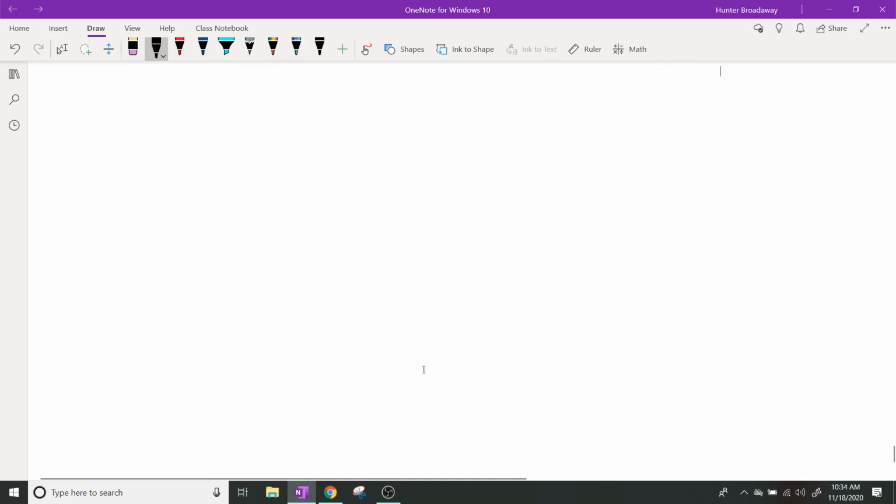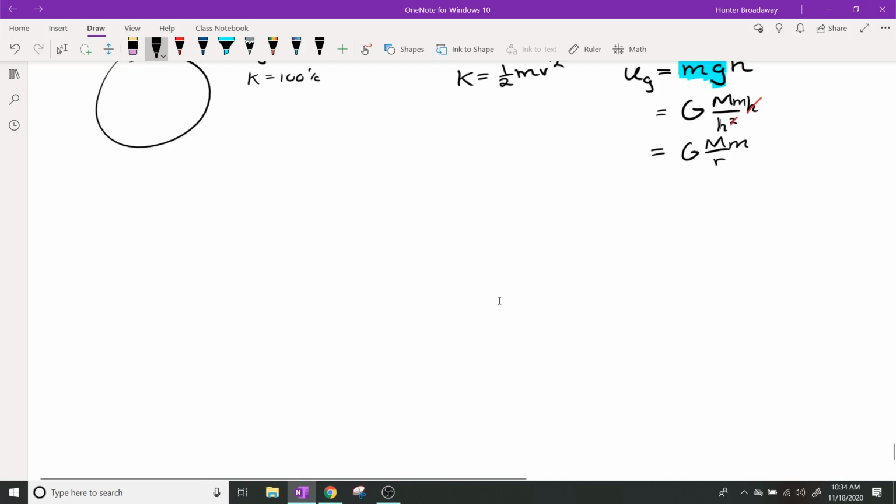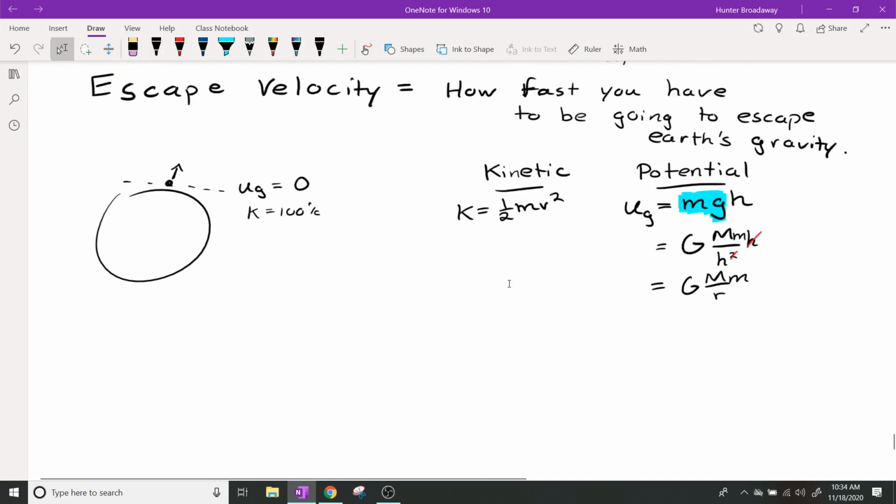Where'd it go? Oh no, it's gone. Where'd it go? I might have to close it and open it back up again to get it to show up. Oh, there it is. Okay, whew. Just potato computer doing potato things.